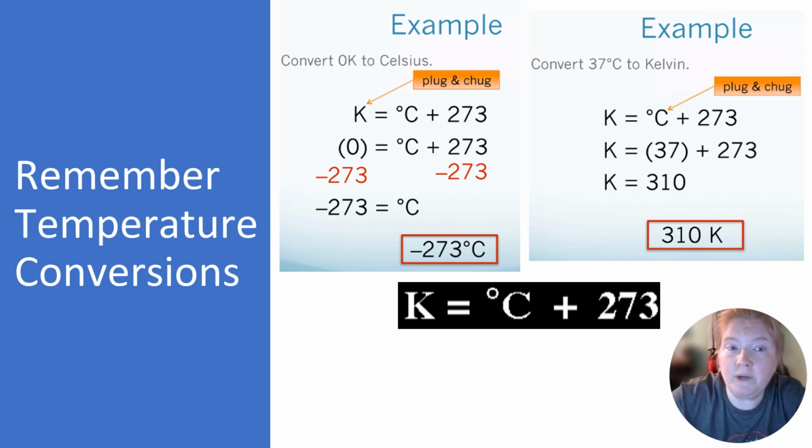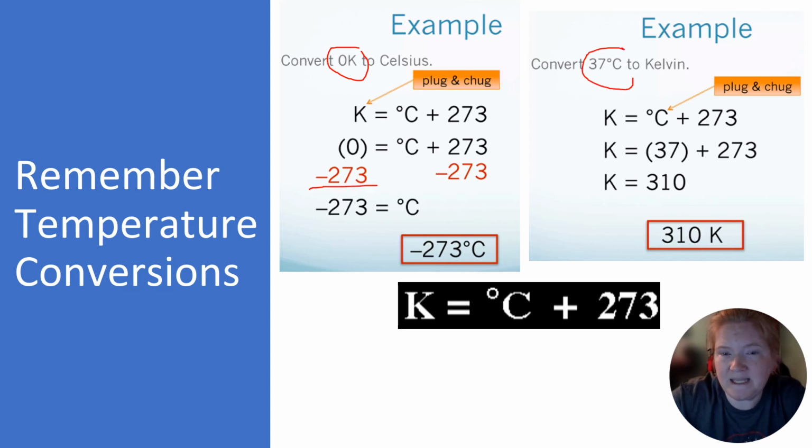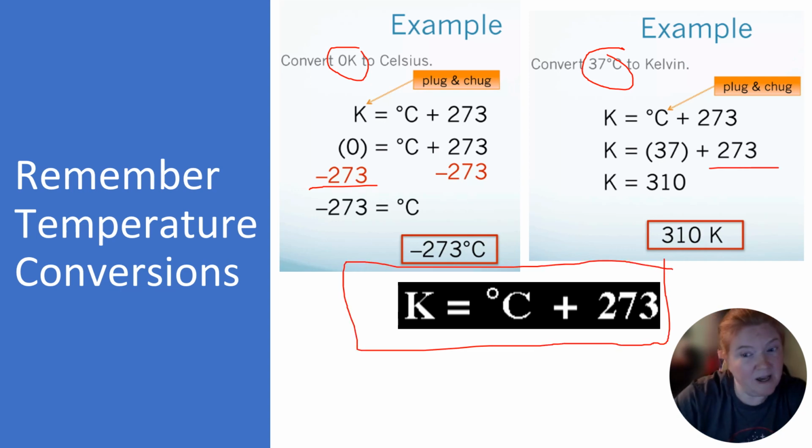When we're going from Kelvin to Celsius, we're going to subtract 273. And when we're going from Celsius to Kelvin, we're going to add 273. So remember, this formula is found in your reference table.